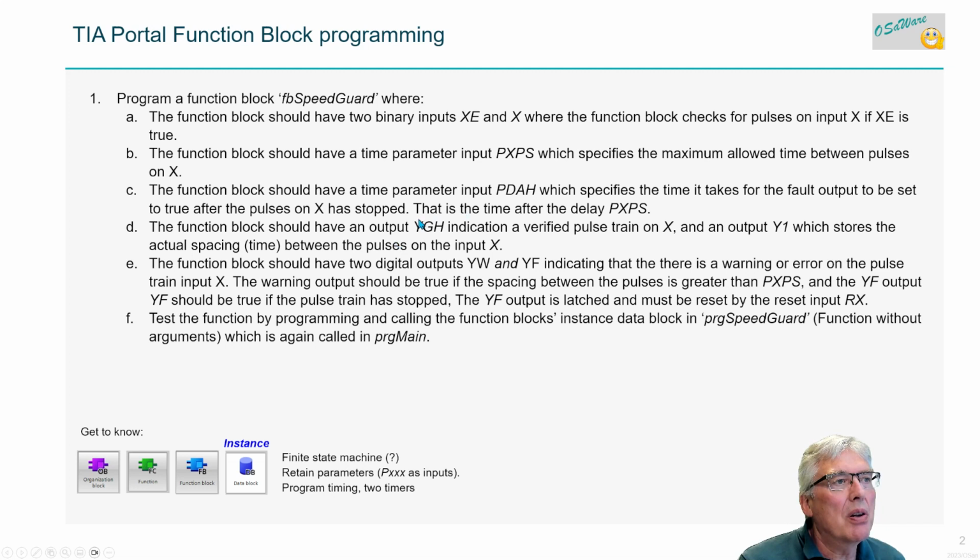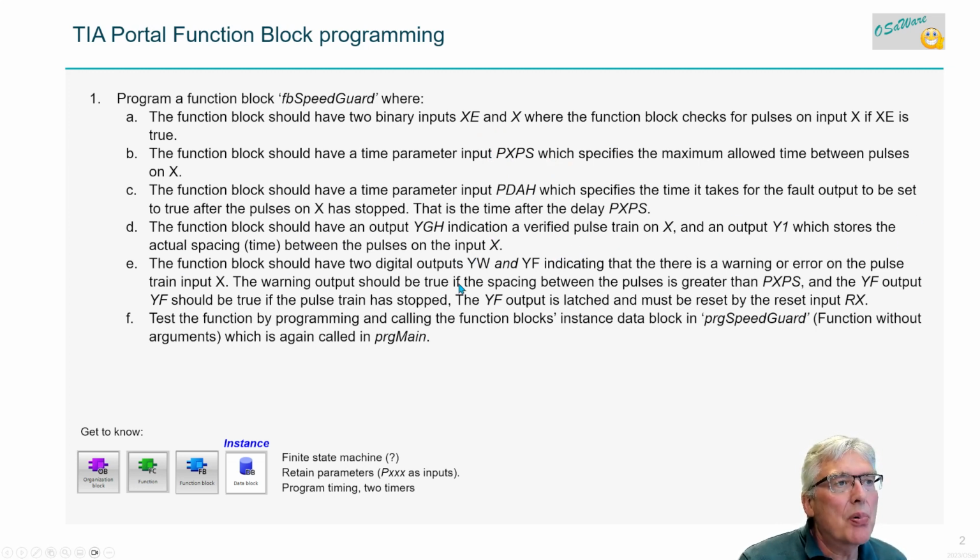We should output YGH to indicate verified pulses. This should be true as long as we have pulses. So that one shouldn't pulse. It should be set to true. And then output I1, which stores the actual spacing between the pulses. So when this is running, we can look at it, and so we know what this parameter should be in our system when we are testing it. And here is where you need an additional timer to measure this.